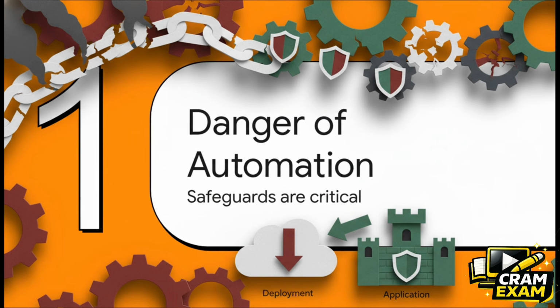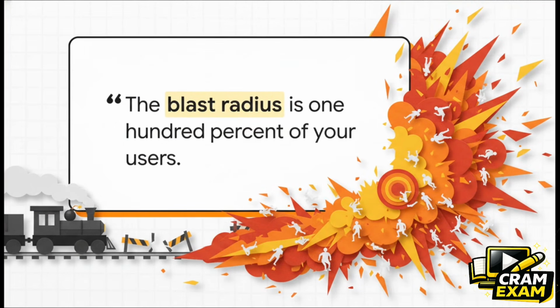Let me show you exactly how a single bad deployment destroys an application, and more importantly, how good AWS developers engineer operational safety to stop it in its tracks. Think about it like this. CI/CD is essentially a high-speed freight train. Continuous integration compiles your code, and continuous delivery pushes it out to the server.